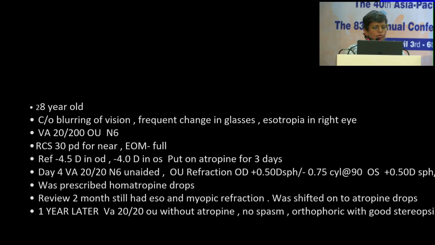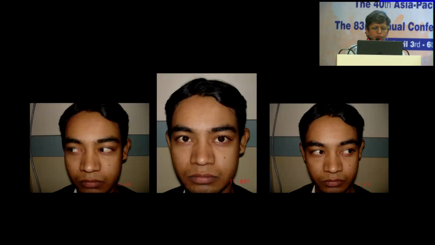On review he still had esotropia and myopic refraction, so he was shifted to atropine drops. He had to be on atropine for almost a year before we could stabilize him with 20/20 visual acuity without atropine and orthophoria. So this is him when he presented, and you can see a small right esotropia, but very poor vision, and I don't have his post-treatment pictures, but he was orthophoric, free of diplopia, and 6/6 unaided.